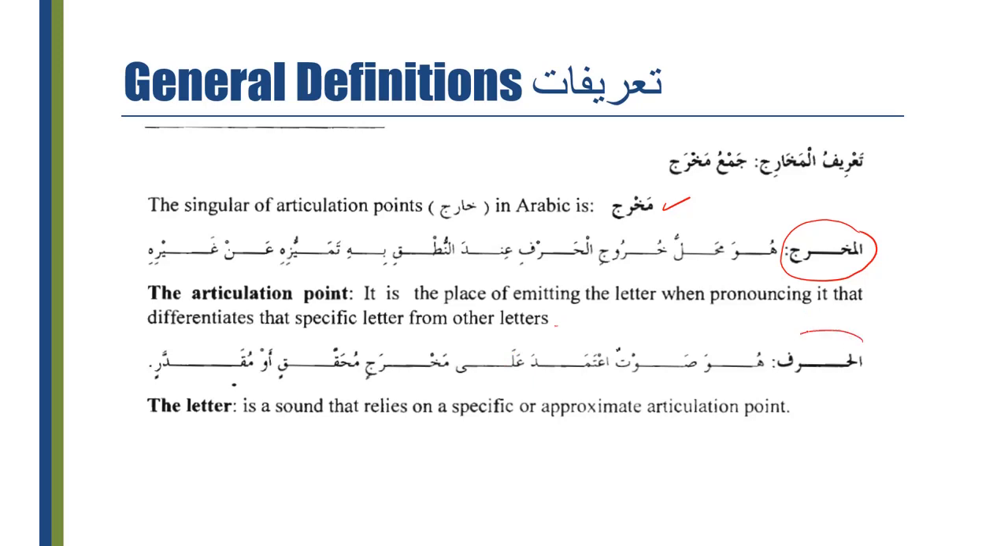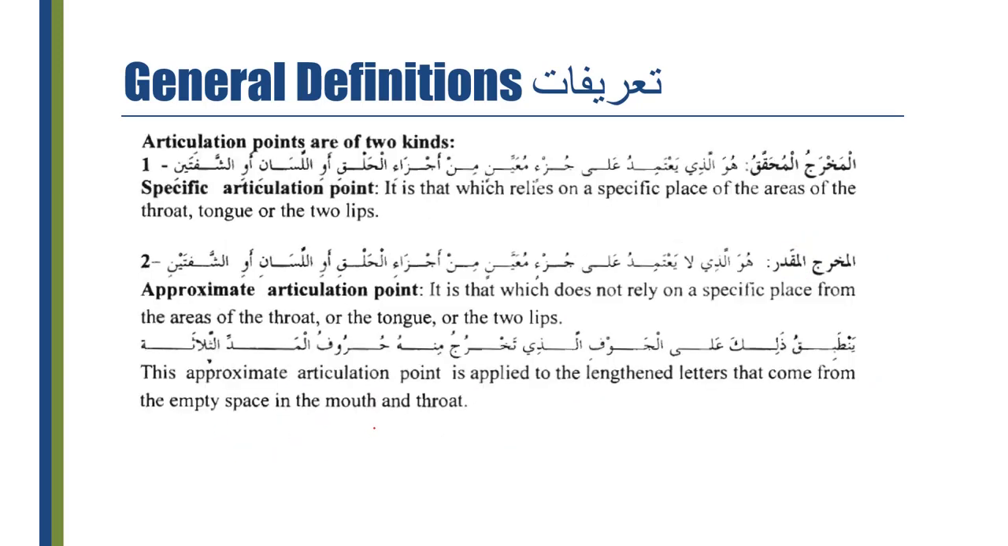طيب, what is the harf? What is the letter? The letter is a sound, but not a sound like la, da, ba. No, it is a sound that relies on a specific or approximate articulation point. We'll see now what this is. Don't worry. So the letter is a sound that depends on something. طيب, I have just said something called a specific articulation point, and I have to say something called approximate articulation point.